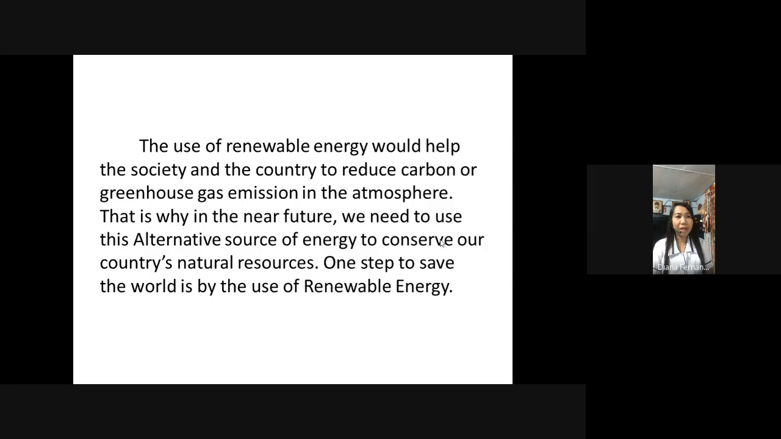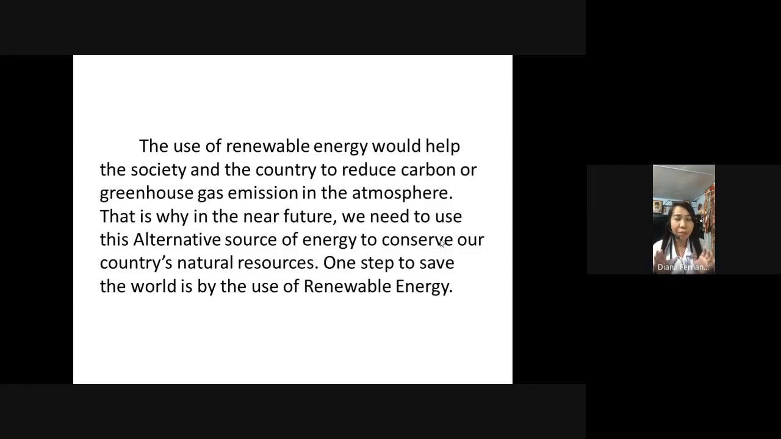So, ibig sabihin daw, ang paggamit ng mga renewable energy ay makakatulong sa ating bayan para mabawasan ang carbon emission. Okay? Or greenhouse gas emission sa ating kapaligiran. Kasi yung traditional source natin ng energy, deteriorating na siya in the long run, okay? Masisira na nito ang ating natural resources in the long run.